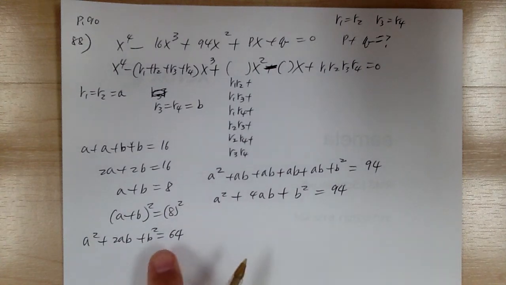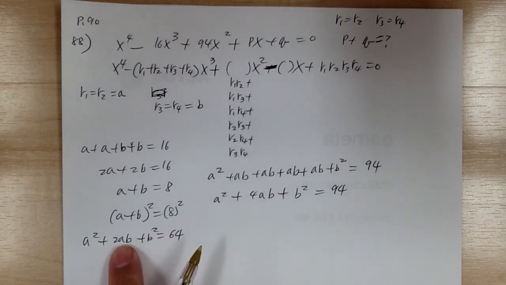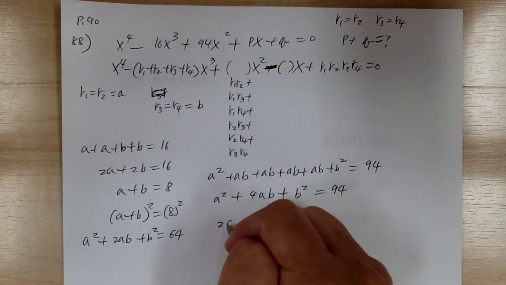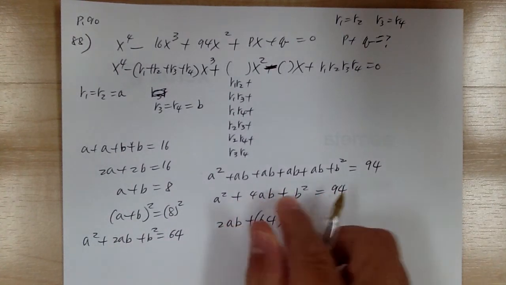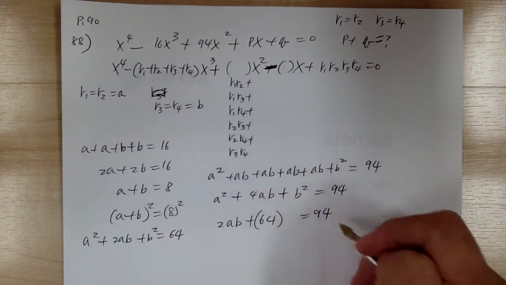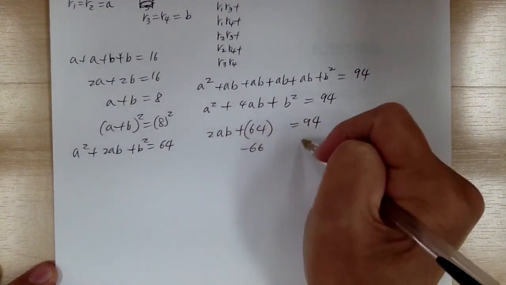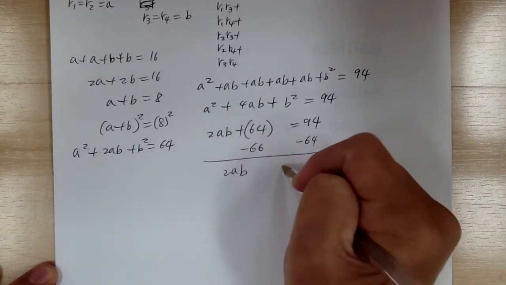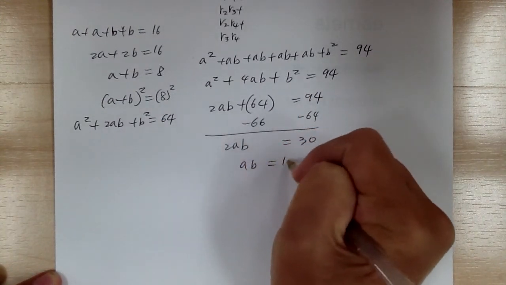Okay, and I'm going to substitute this into here. So there are 4AB. There you need 2AB, but you have 4AB, so you've got 2 extras. So you're going to get 2AB plus 64. Substitute this into here, equal to 94. So subtract 64 from both sides. So you get 2AB equal to 30. So you get AB equal to 15.